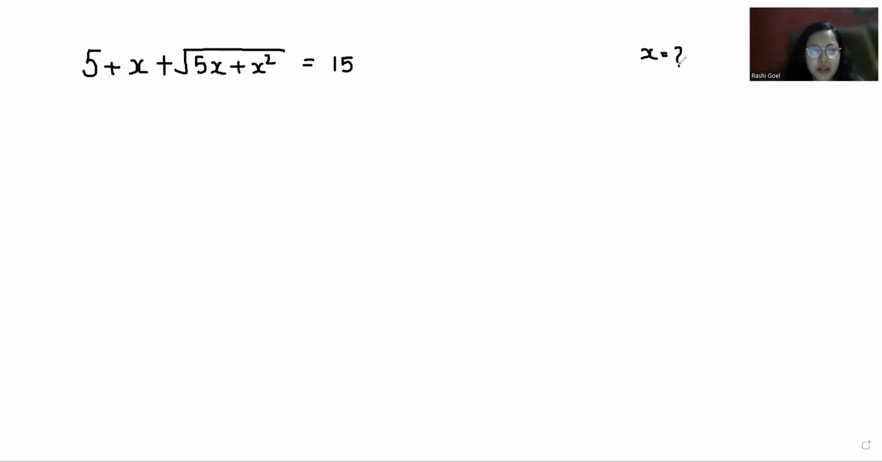My name is Rashi Goel and in this video we are going to solve 5 plus x plus square root 5x plus x square is equals to 15 and we have to find the value of x.